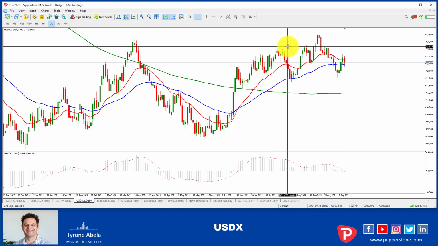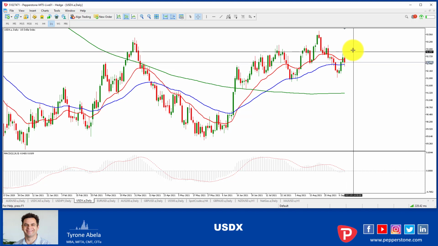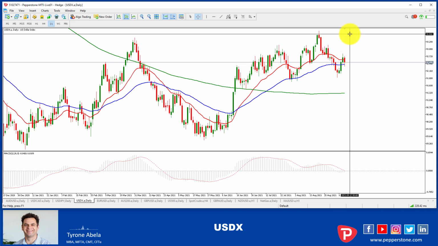But if it gets a close above the 20 moving average and closes at around that 92.80, that's a different story. Although it's going into these previous resistance points, I think it can break them if it gets that momentum from this level here, and it will start pushing toward 93.50 again.